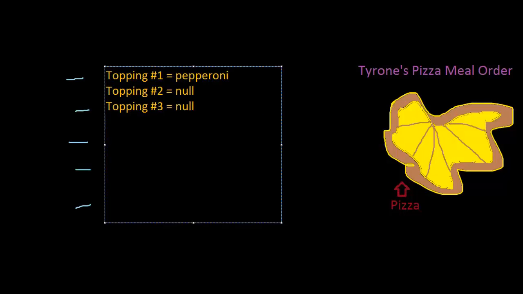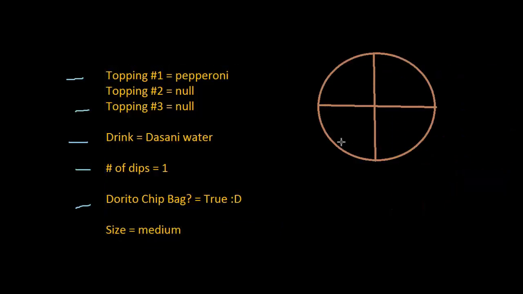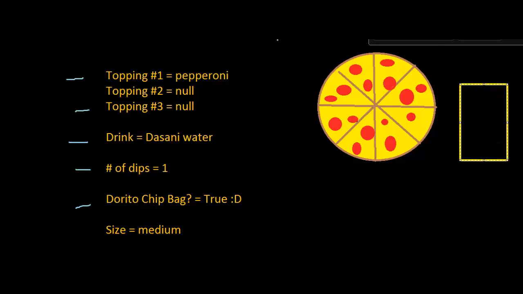Let's have topping number 1 as Ripperino Pepperino. Topping number 2 and 3 can stay as null. For the drink let's have Dasani water as the default. For the number of dips let's have 1 as the default number. For the Dorito chip bag let's have it as true. And finally for the size let's have it as medium. Do you like my Khan Academy paint skills?